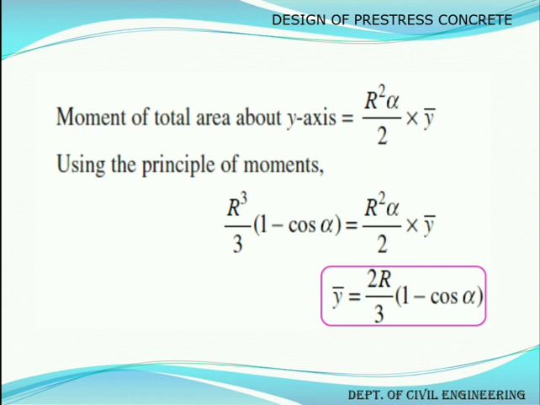It is very simple. Area of the sector, that is r square alpha divided by 2, into y bar. So again, using the principle of moments and equating, we get the relationship for y bar as 2r by 3 into 1 minus cos alpha. Okay, so the only difference is that x bar and y bar values are not the same. In the x bar equation we are getting sin alpha, whereas in the y bar equation we are getting cos alpha.